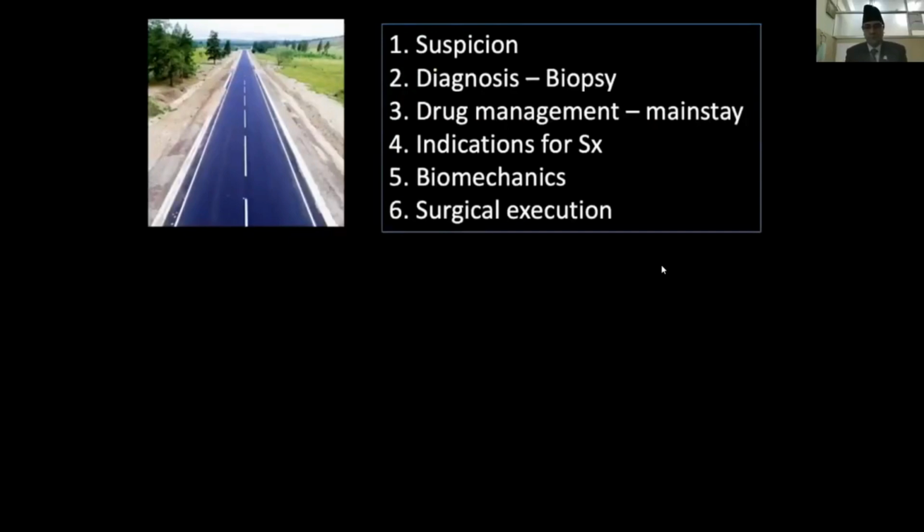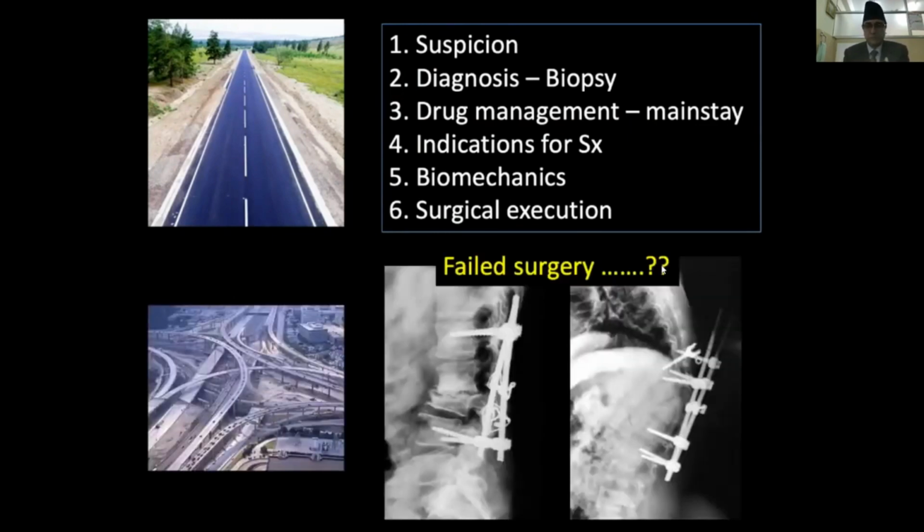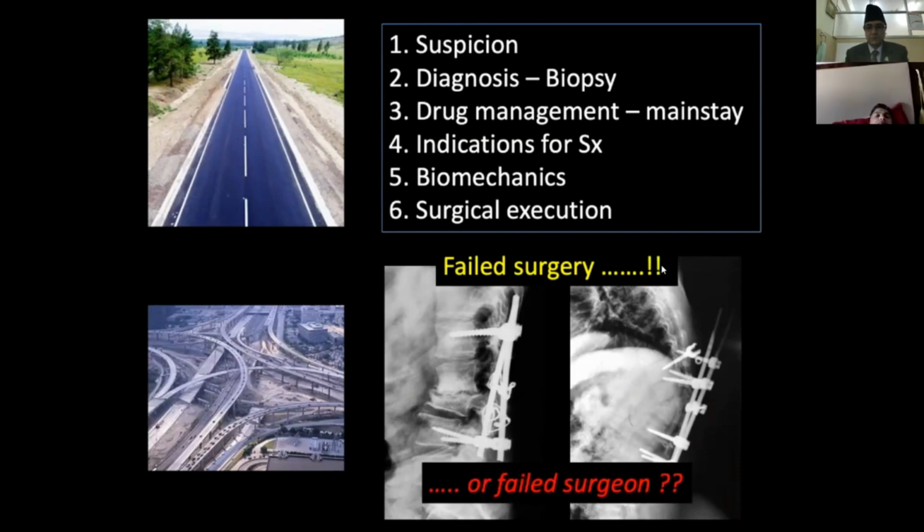However, certain basic rules apply. The road, if we follow it properly, is clear cut and straight. We need to have a high degree of suspicion. Biopsy remains the cornerstone of diagnosis. Tuberculosis is basically drug management. The indications of surgery are very specific, and we need to give special attention to the biomechanics and the surgical execution. It is only when we try to take a shortcut do we land up in complications, and we frequently name them failed surgery. However, we need to have a relook and reassess whether it is really failed surgery or is it the surgeon which has failed.